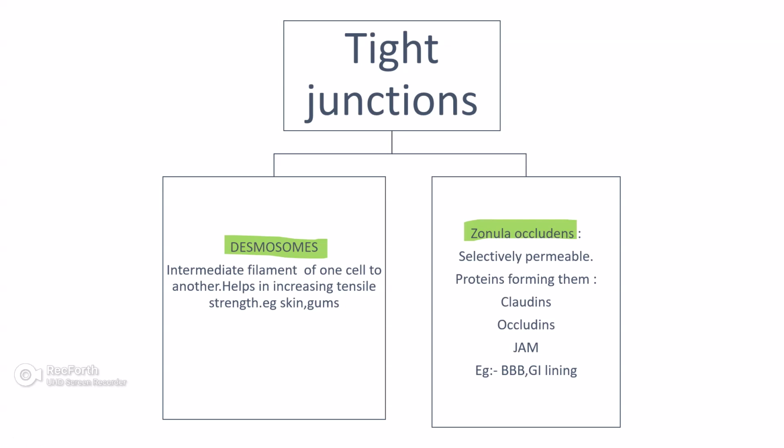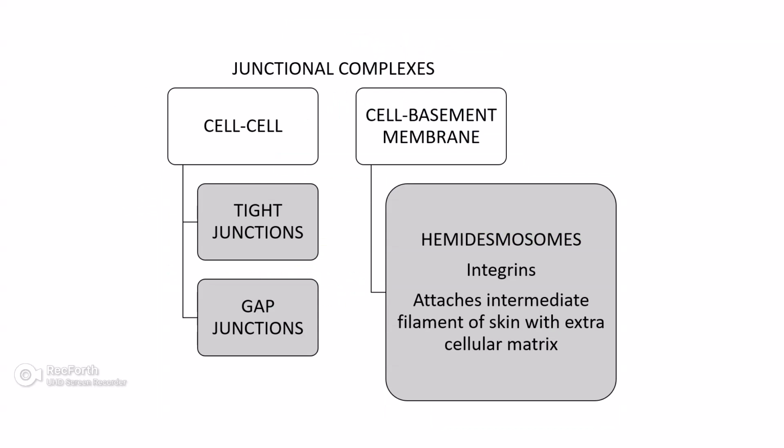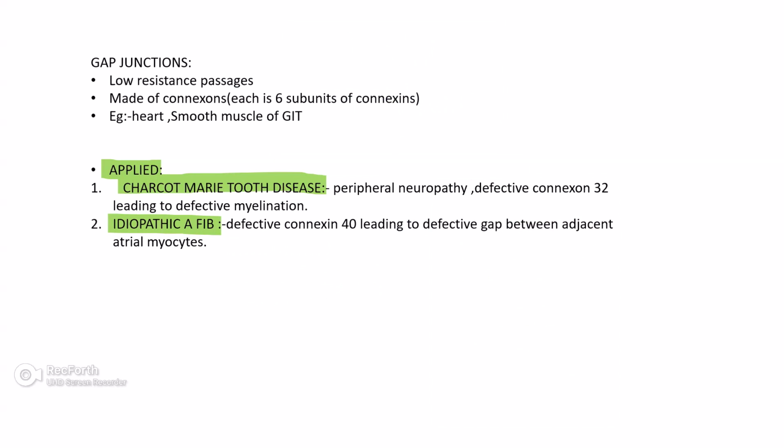Zonula occludens, these are selectively permeable. Proteins forming zonula occludens are occludin and junctional adhesion molecules. They are present in sites where we need selective permeability like blood-brain barrier, GI lining. Gap junctions. The other one in cell to cell is gap junction. Under tight junctions, we have desmosomes and zonula occludens.